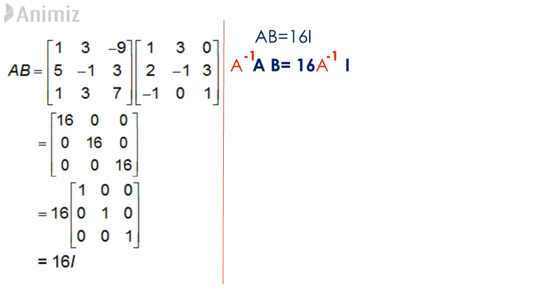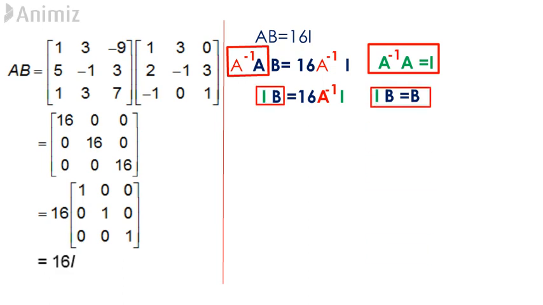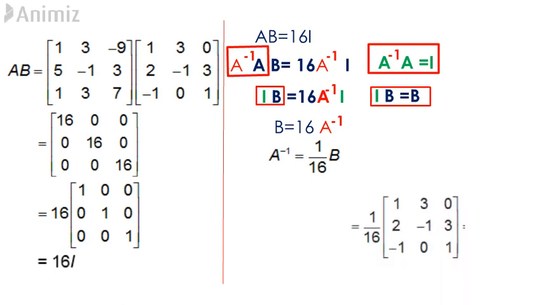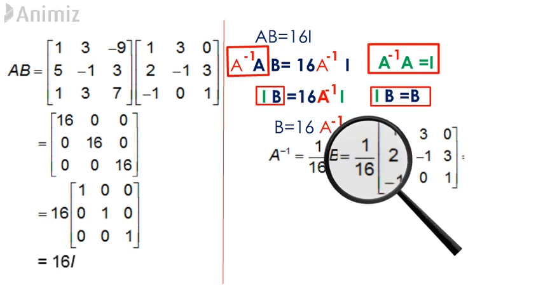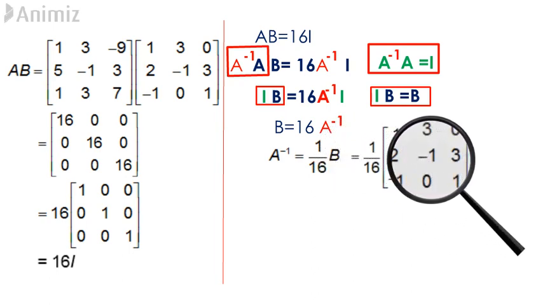Multiplying both sides by A inverse gives us A inverse AB is equal to 16 A inverse I. As we know, A inverse A is I and IB is B. So now we get to reduce it to B equals 16 A inverse. Making A inverse the subject gives us A inverse is equal to 1 over 16 B.